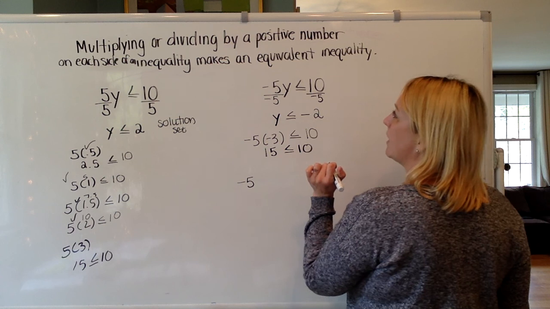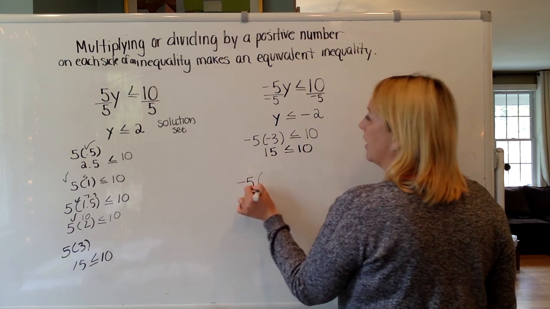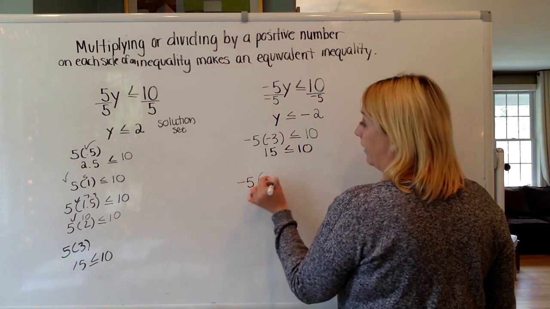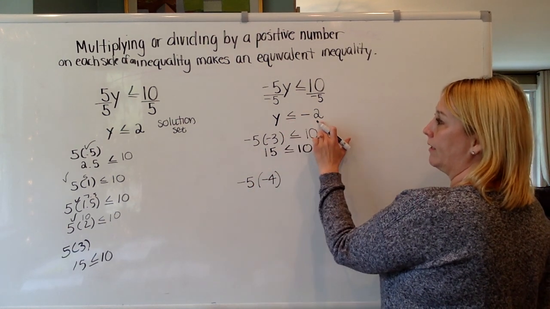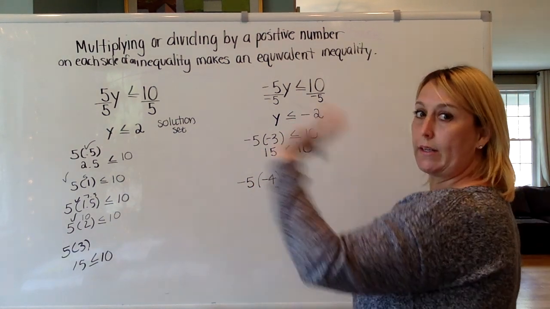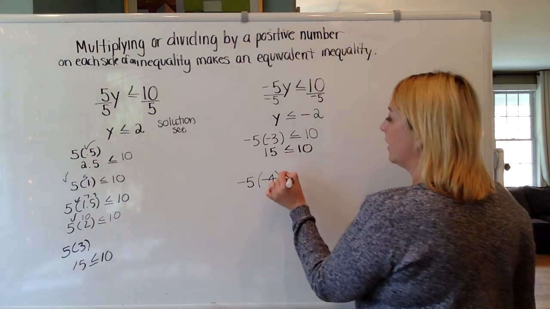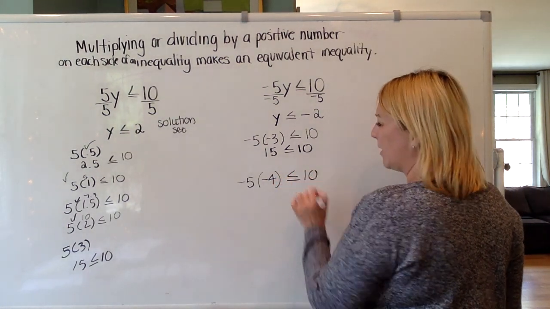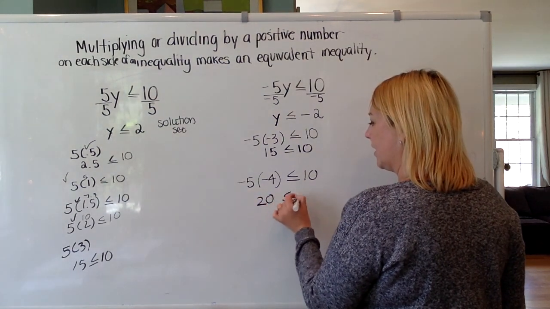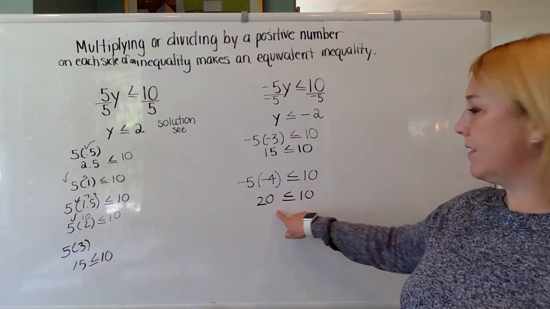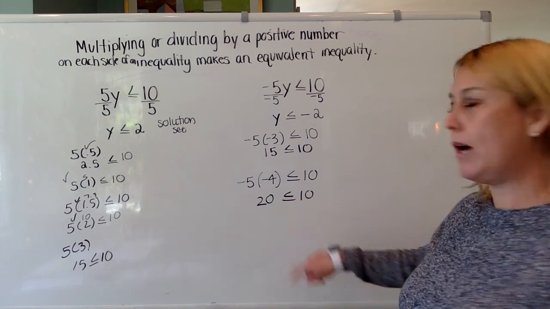All right, well, I'm going to say negative 4. Negative 4 is less than, in value, negative 2, right? Because it's farther away from 0. So I'm going to plug that in and see, does that make it true? Well, negative times a negative is a positive. Well, that's not true. 20 is not less than 10. I have a problem here.